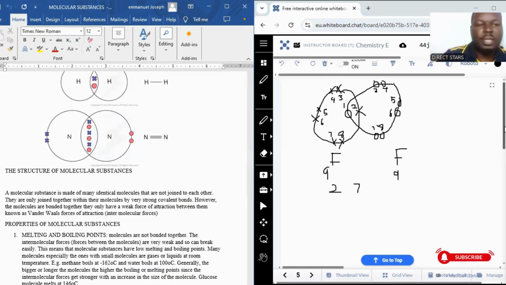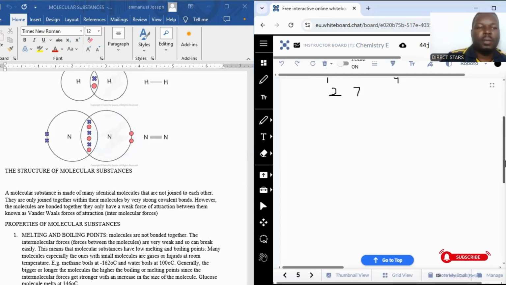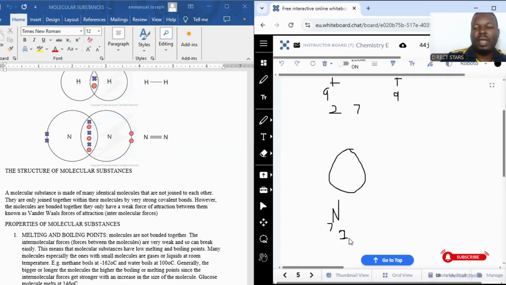I would like to share another example with nitrogen. Nitrogen has 7 electrons, and that means it's going to have 5 outer shell electrons. It simply means it's in need of how many? 3 to achieve stability. So we'll place 3 here to be shared by another nitrogen atom, and the remaining 2 electrons, we'll put them here.